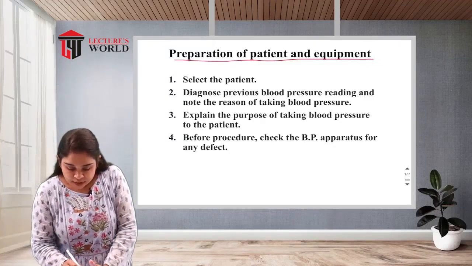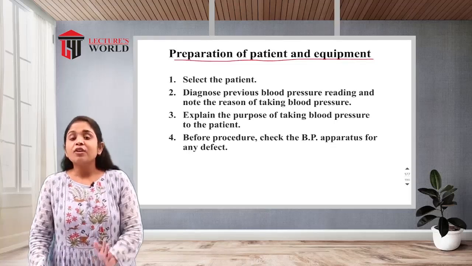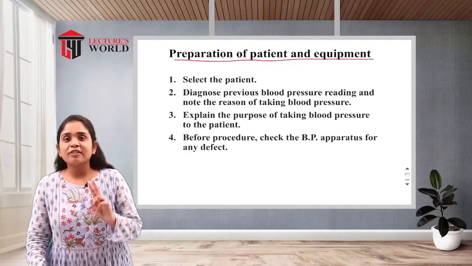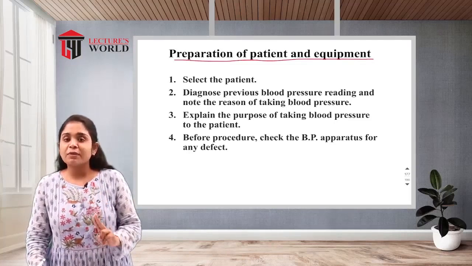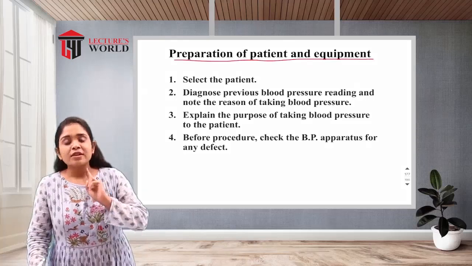Now, the equipment needed to measure the patient's blood pressure. What kind of equipment will be needed to check the blood pressure? There are a total of two kinds of equipment to be taken. One is a sphygmomanometer and the second one is a stethoscope.